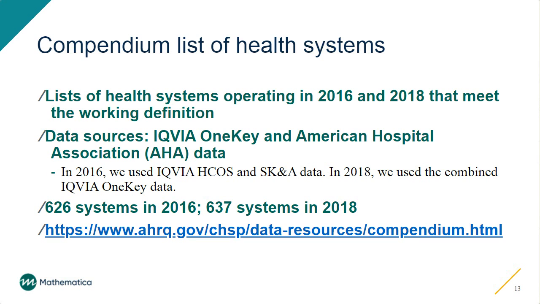And then in 2018, we found 637 systems. And this is a link that we can put in the Q&A for you to go to the AHRQ webpage, to the compendium page, so you can download the data.